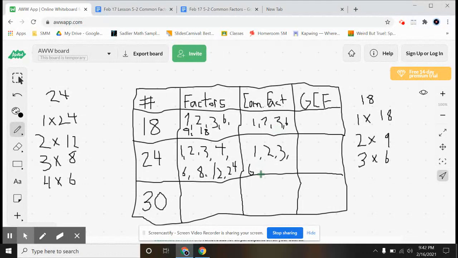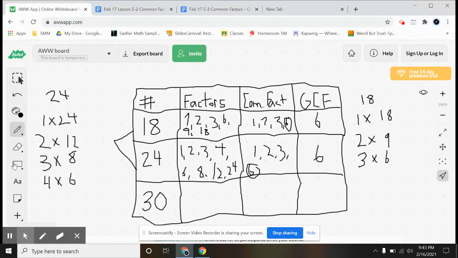So now our job is to figure out the greatest common factor. Out of the common factors you have listed, the largest one is going to be 6. So when we are comparing 24 and 18, the greatest common factor is 6. And that's how we go about filling in a graph where we're comparing 2 numbers and trying to find the greatest common factor between them.